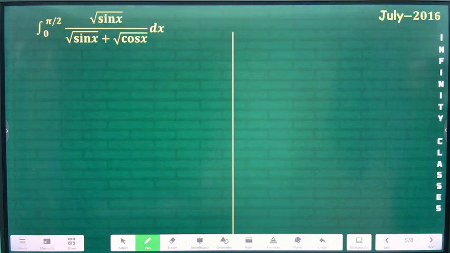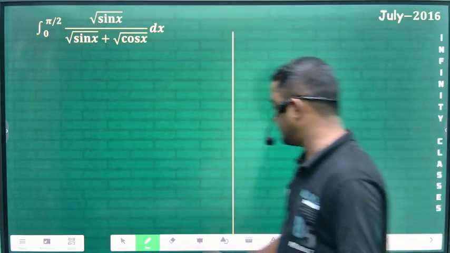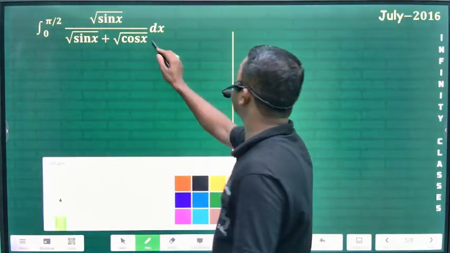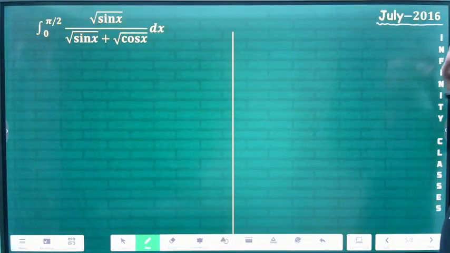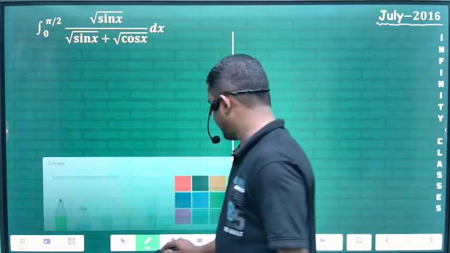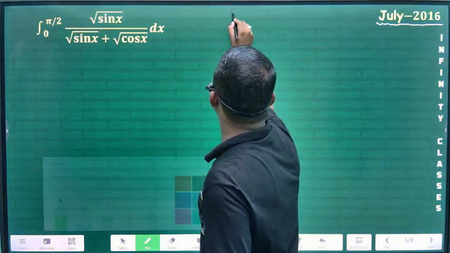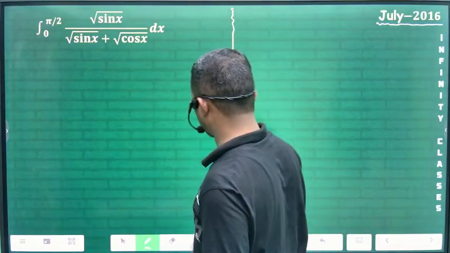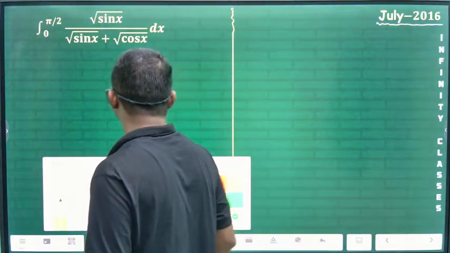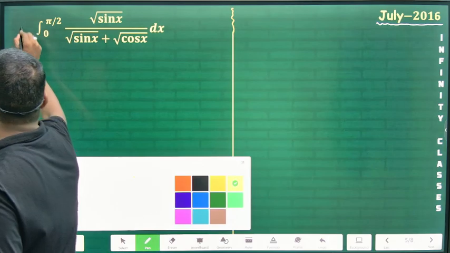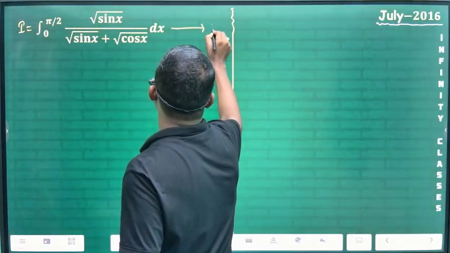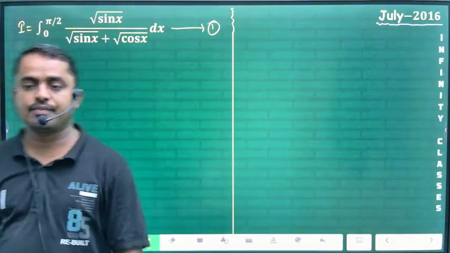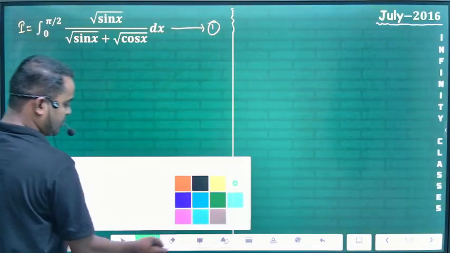Next problem: I is equal to, this problem was asked in July 2016 with the property for 6 marks. It is also a very simple problem. In the same way we proceed, I is equal to, this is equation 1. In the very first step, we have to apply the property.